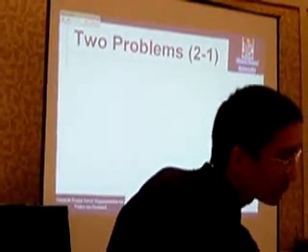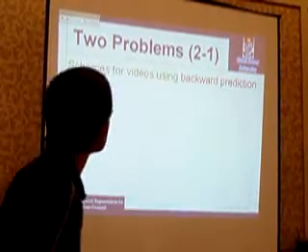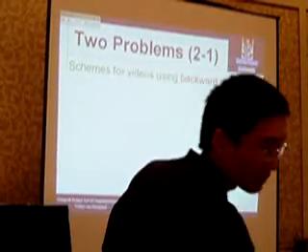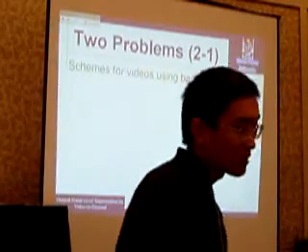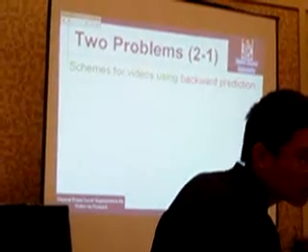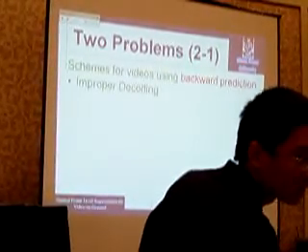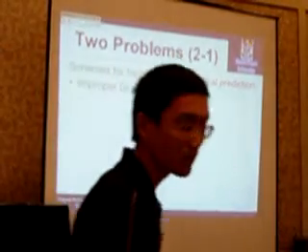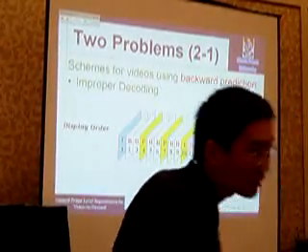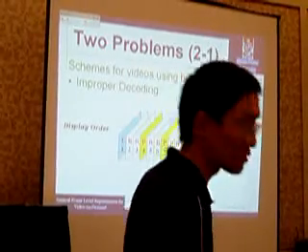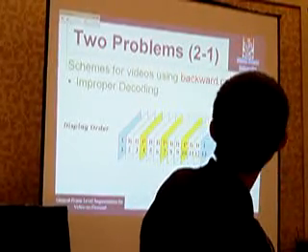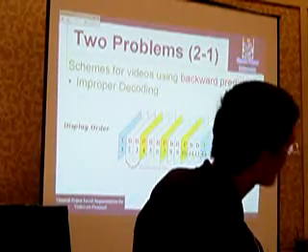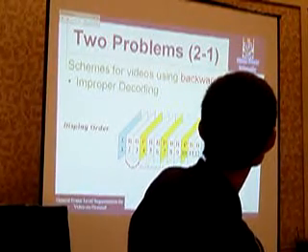So, current schemes for video on demand, for videos using backward prediction, have two problems. One is improper decoding. Here is a sequence of frames in display order, and we will see that the second B frame uses backward prediction.